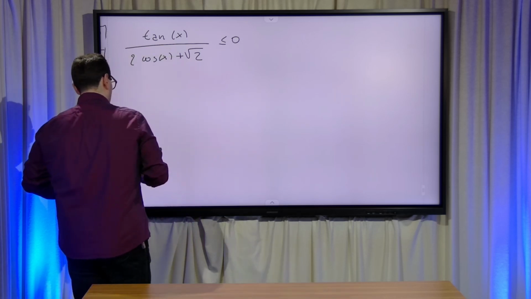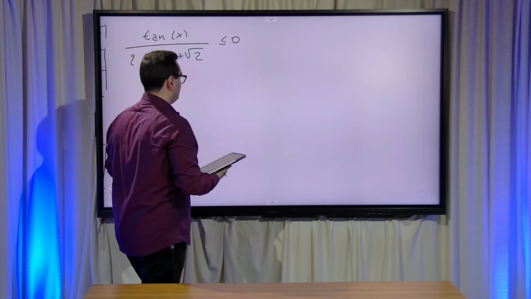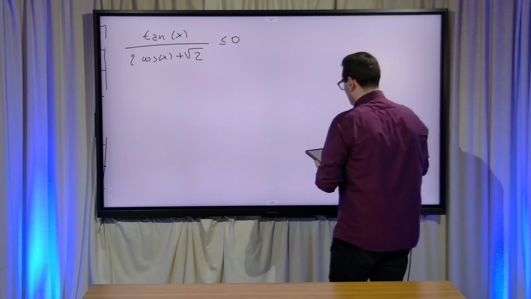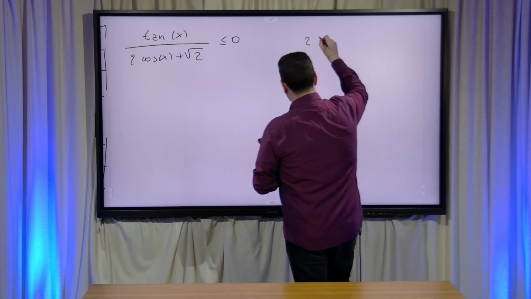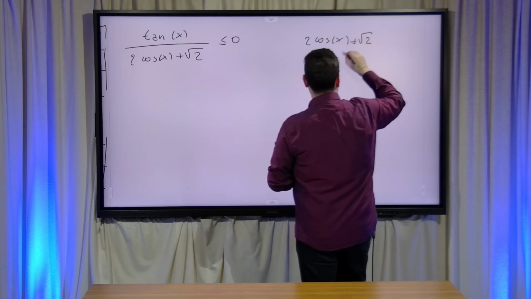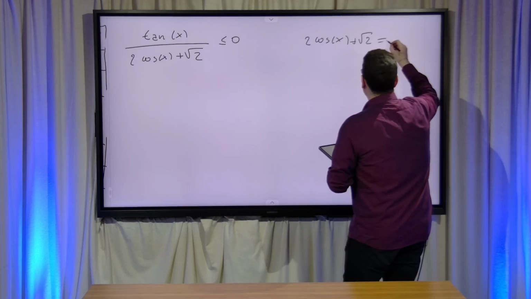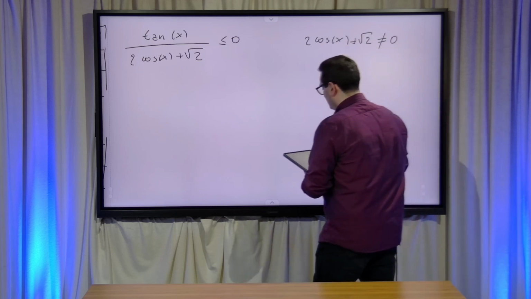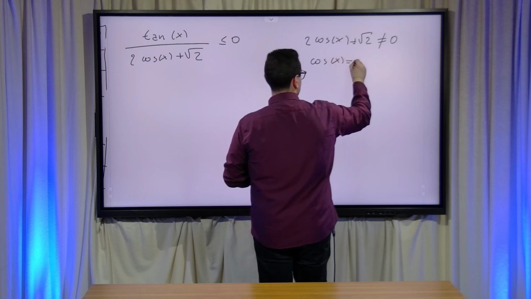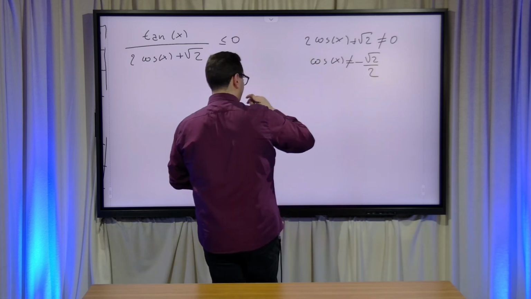So, before computing this inequality, we have to express the domain of this ratio. So the domain is: the denominator of this ratio, 2 cosine x plus square root of 2, must be not equal to 0. I can write it like that.